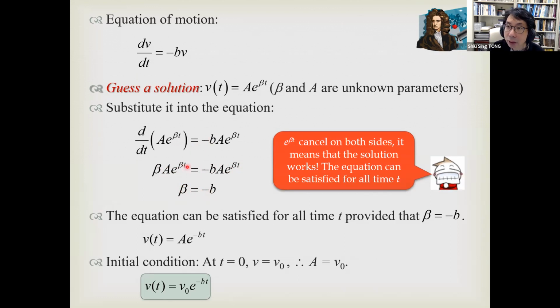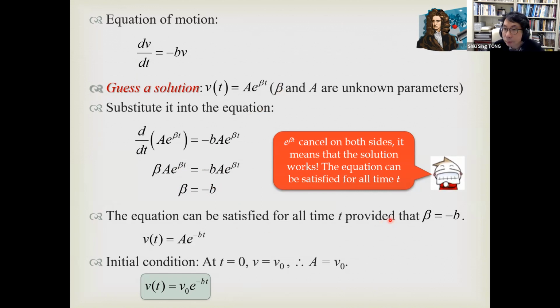That is what you mean when you do this derivation. Now, the fact that the exponential factor cancels on both sides means that the solution works, because the equation can be satisfied for any time t. It does not depend on time anymore. So this can be satisfied for all time t as long as you set this unknown beta to be equal to minus b. That is what the derivation means.